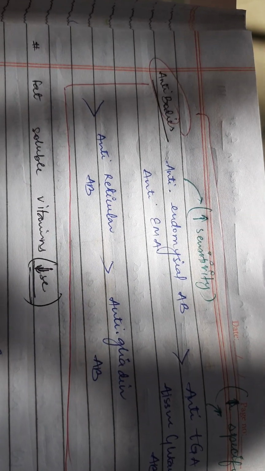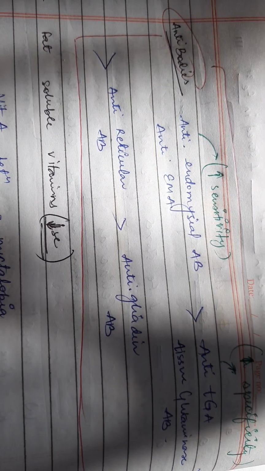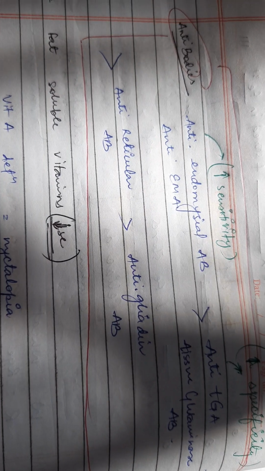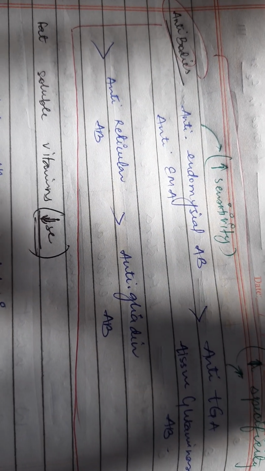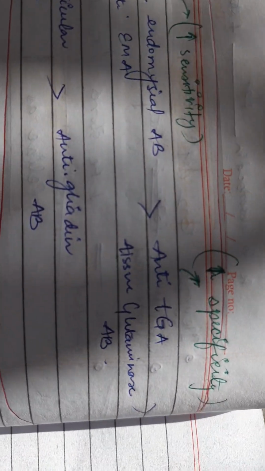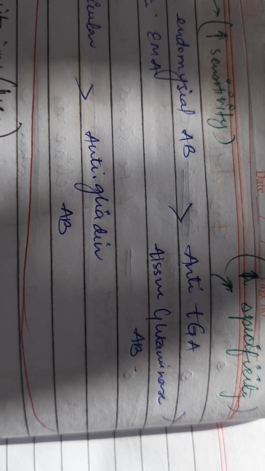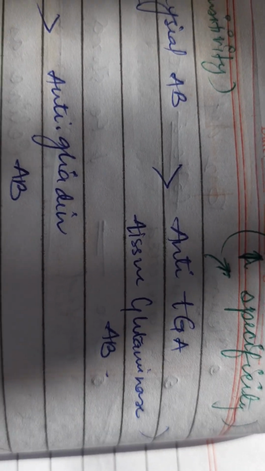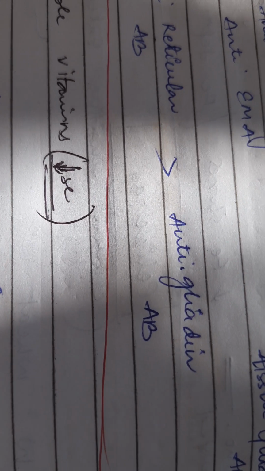Then the antibodies involved in celiac disease. Anti-endomysial antibody is most common, with increased sensitivity. After that, anti-tissue transglutaminase antibody, which is more specific. Then anti-reticulin antibody, and then anti-gliadin antibody.